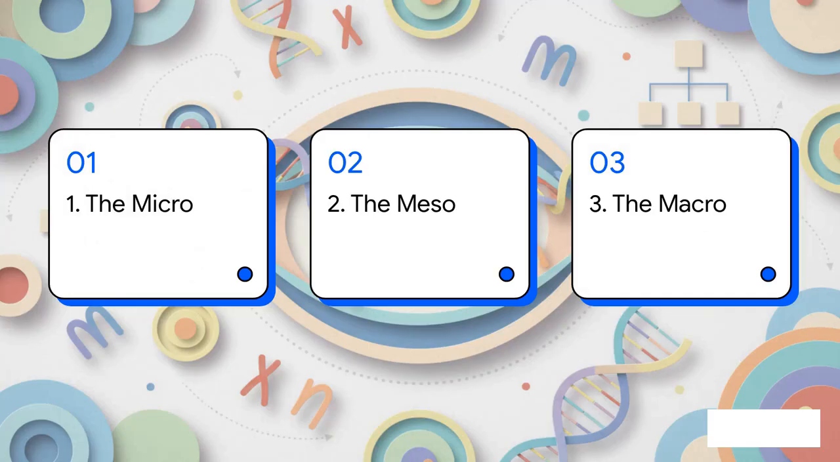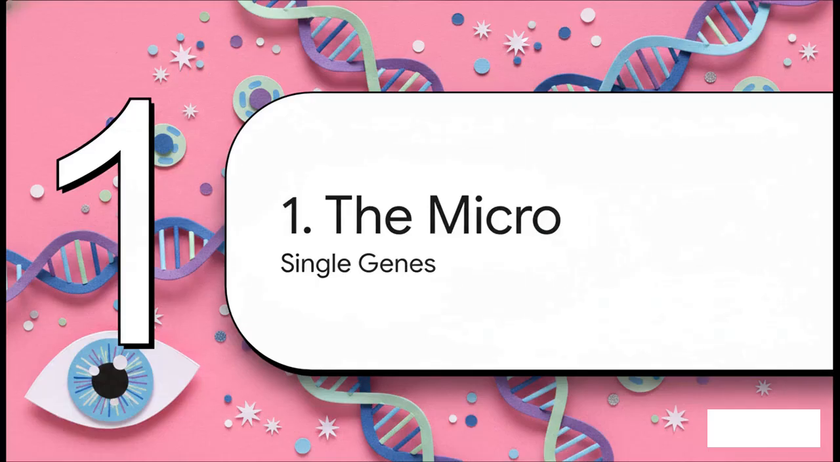So, to unpack this, we've broken our explainer down into three parts. First, the micro, single genes. Second, the meso, tracing the family tree. And third, the macro, guiding patients. Let's start with part 1, the micro, single genes and the really profound impact of microscopic mutations.